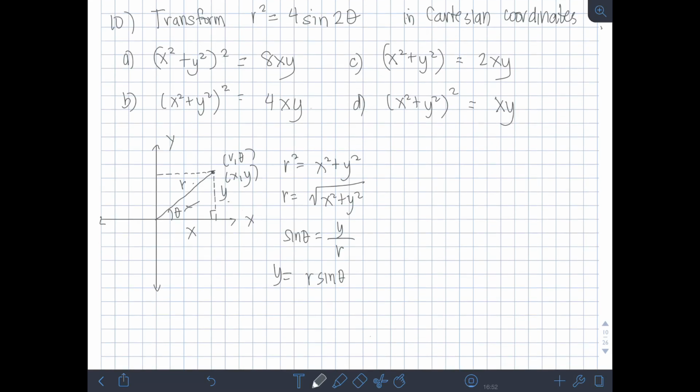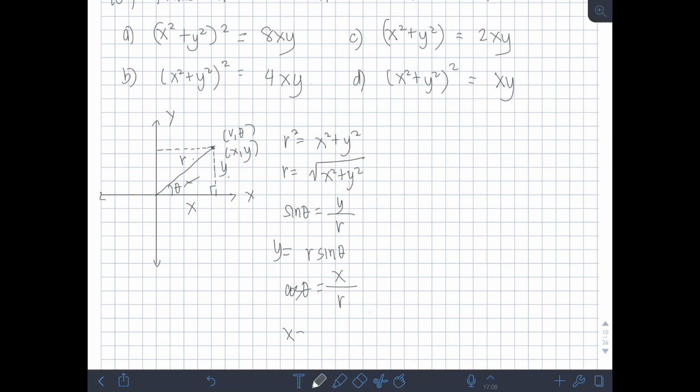Okay? Then for the relationship of r, theta, and x, we use cosine theta. So, cosine theta is adjacent over hypotenuse. We have adjacent is x over the hypotenuse, which is r. So, therefore, x is equal to r cosine theta. So, these are our relationships.